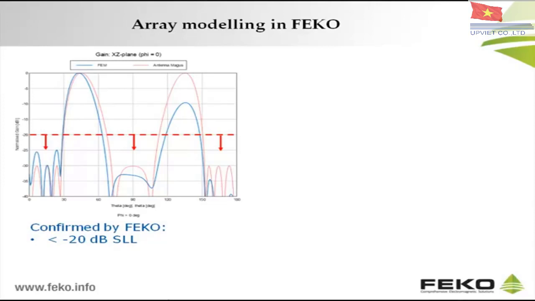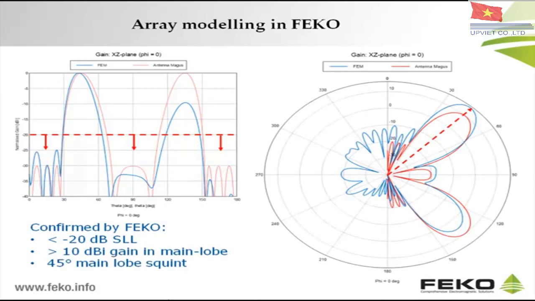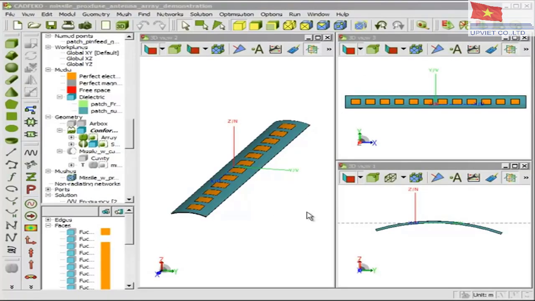A polar plot comparing directivity of the FEKO model to the Antenna Magus model once again shows good agreement and confirms that both models predict a 45-degree squint angle. The planar FEKO model is thus performing as expected and can be modified to fit the conformal missile. We are now confident that the planar antenna model that was created in the previous steps of our design process is an accurate representation of the array that was designed with Antenna Magus. We can thus bend the antenna to its final conformal state.